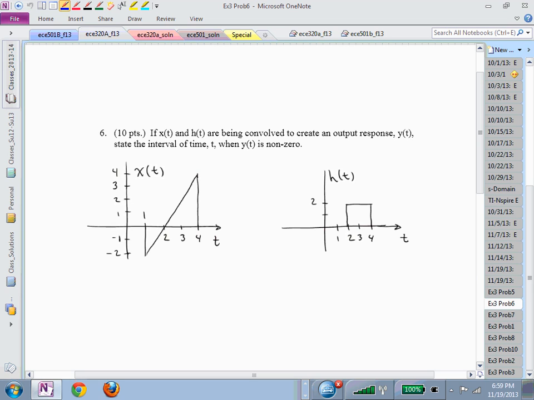But this one says I hit it with an impulse at 0. It waits 2 units of time and then it shakes. And then it shakes for 2 units. So now, with that understanding, I hit it at time t equal 1. When are you going to first see an output? Is this making sense?